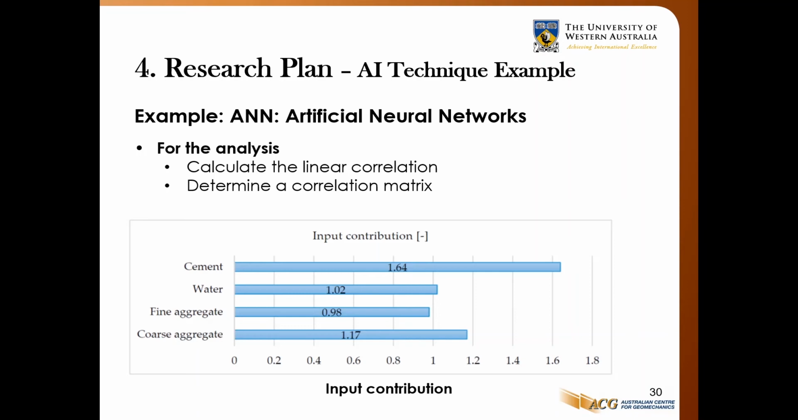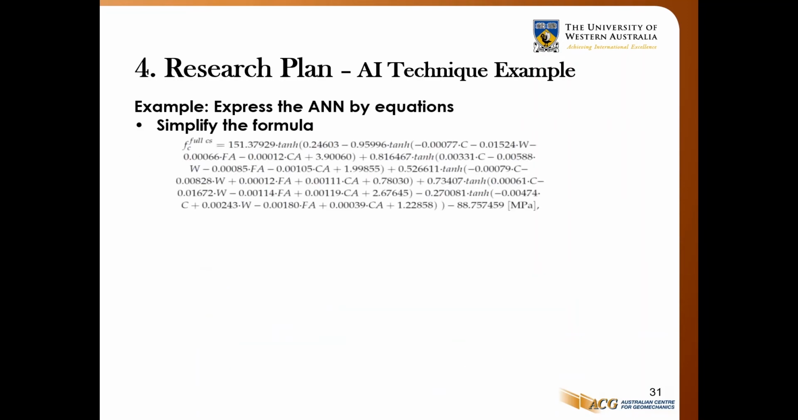So we can do the similar thing in the Shotcrete mix design with the use of AI. We can figure out what is the most important and sensitive parameter in the Shotcrete mix design, just like this. And then they express the ANN by equations and simplify the formula. And this is the formula that they have simplified.